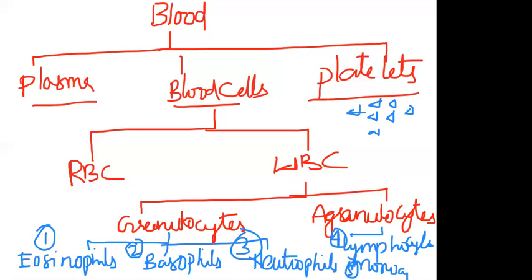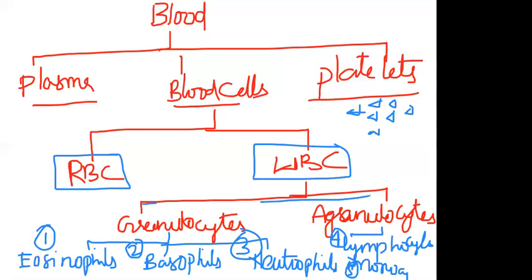The blood cells: RBC and WBC. The WBC, the white blood cells, are further classified based upon the presence of granules into granulocytes and agranulocytes. The granulocytes are again classified into acidophil, basophil, and neutrophils. Then agranulocytes are classified into lymphocytes and monocytes.